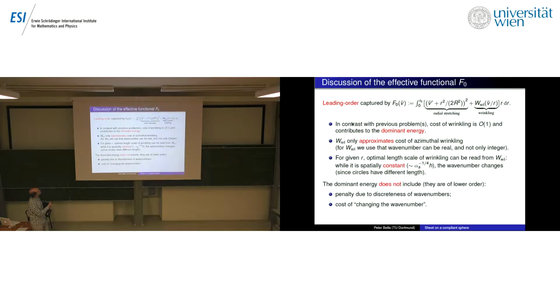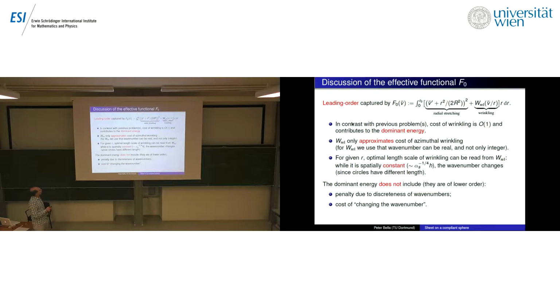Okay, so I already did the discussion of this function. It describes the leading order energy. The cost of wrinkling is entering here. That's the cost of azimuthal wrinkling. What's interesting is that from this cost of wrinkling, one can immediately compute the optimal length scale of the wrinkle. And it turns out that this optimal length scale in this particular problem is independent of the location. That means the moment we have wrinkles, we know the optimal length scale, which will be important in 5 minutes.